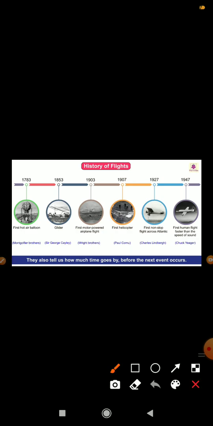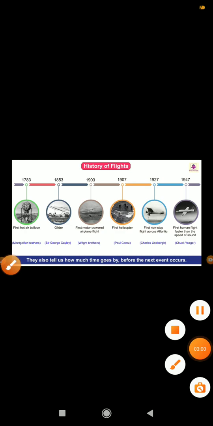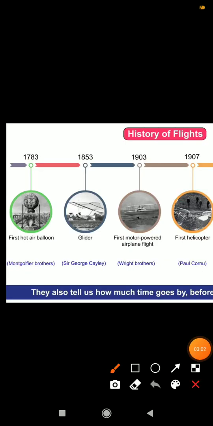For example, in this timeline, we can see there is a gap between the year 1783 and 1853, that is of 80 years. 80 years have passed before an important event has occurred.